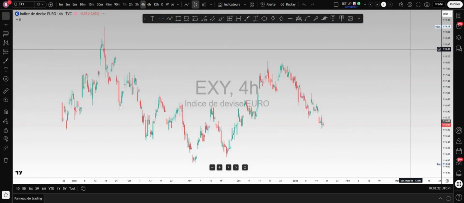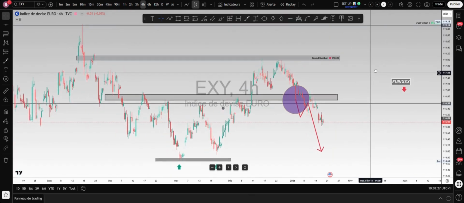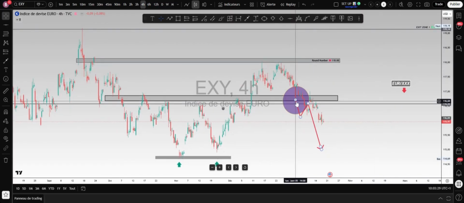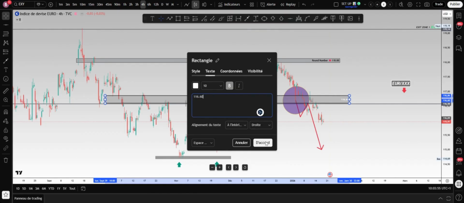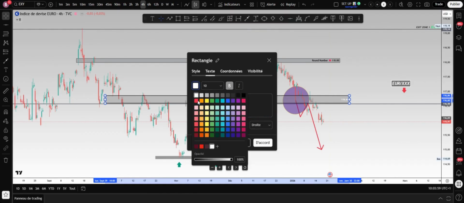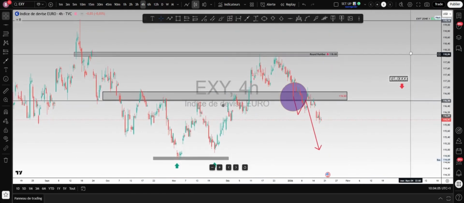Next we analyzed the EXY currency basket, which is the official euro currency index. As we can see, the market is currently here. So here we can clearly see that it followed the scenario. It made a bearish impulse. Here it came back to retest the resistance. Okay, so the numbers should theoretically, as we can see here, if we go to coordinates, we're at around 116.60. Okay, I'll illustrate it to make it a bit clearer. Okay, there, I'll put it in red. Okay, so here we can see that currently the euro index is bearish.